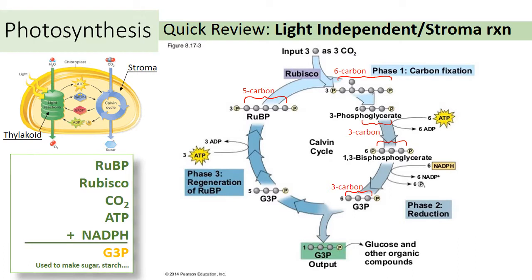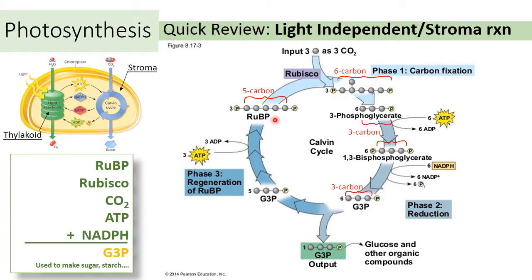In the stroma, we have the second reaction, or the light-independent reaction, also called the stroma reaction. It used to also be called the Calvin reaction. I think it even has a second name. But the base of this reaction is we're going to be forming sugars or starches.